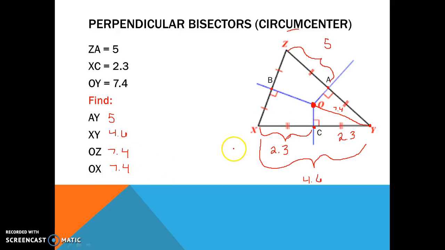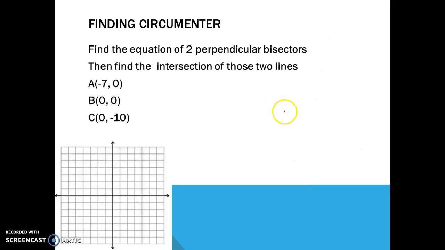What's important in these pictures is to ask yourself, what am I given? You're given perpendicular bisectors. That means from that O, that circumcenter, out to each of the vertices, you are all the same distance.